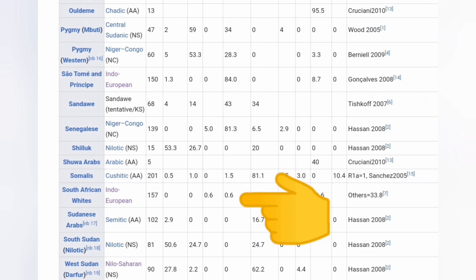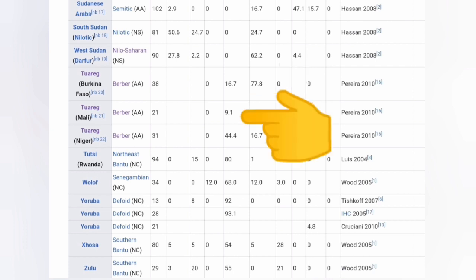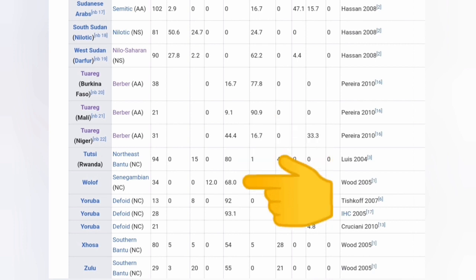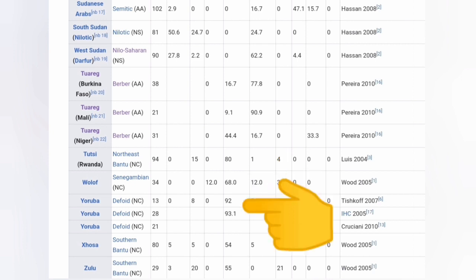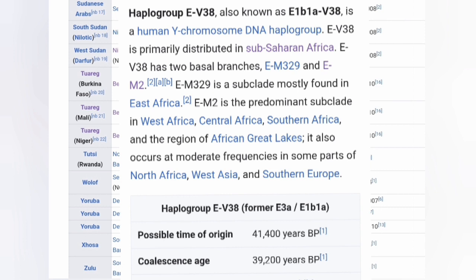0% Semitic, 0% Nilotic, 0% in Nilo Saharan, 16% in Berber, 9% in Berber, 44% in Berber, 80% in northeastern Bantu, Senegambian 68%, Dafoid 92%, Dafoid 93%, 54% Bantu, Southern Pacific 54%. Okay, so again, the interpretation of this would be that this DNA is most frequent in West Africa, right? And so it's probably one of those that are West African in its nature.